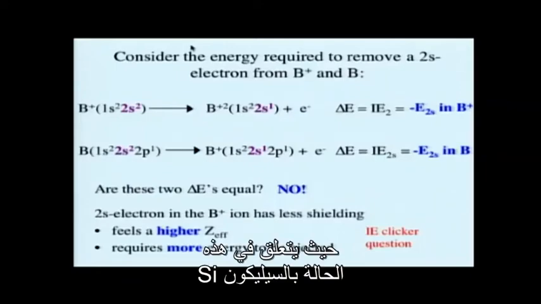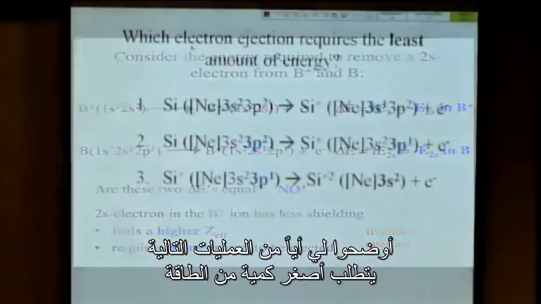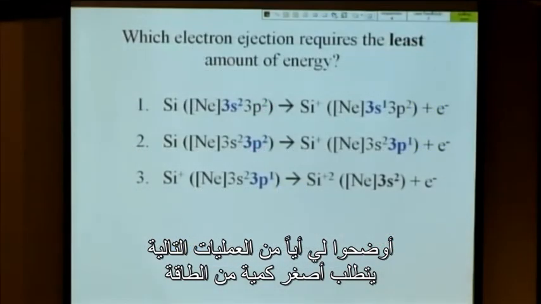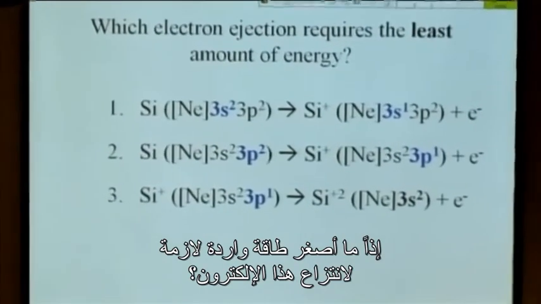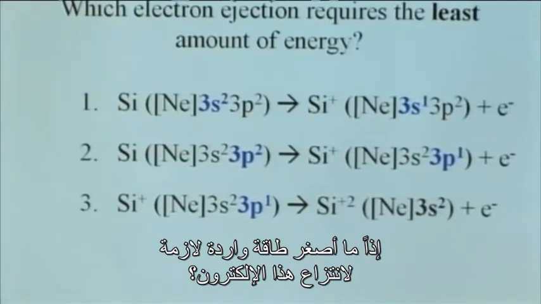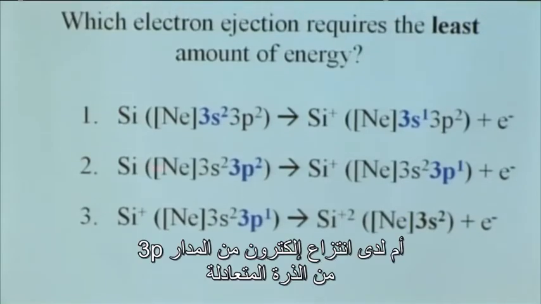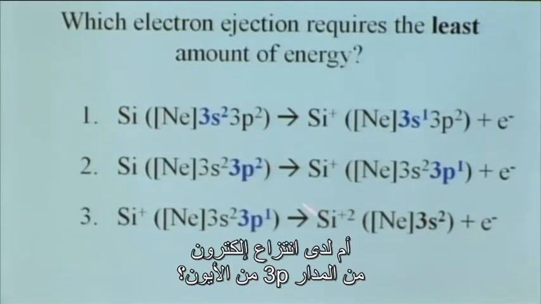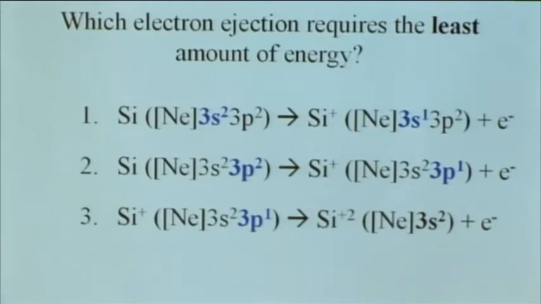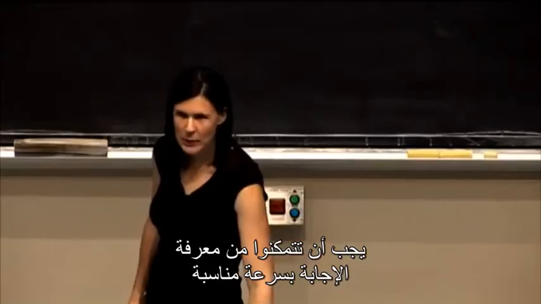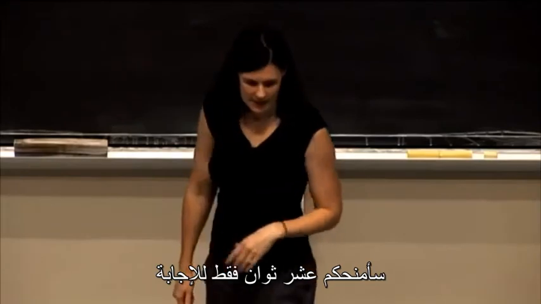In this case, we're going to look at silicon, and I'd like you to point out which requires the least amount of energy, so which has the smallest energy that you have to put in in order to eject this electron. Will it be if you take a 3s electron from neutral silicon, if you take a 3p electron from the neutral atom, or if you take a 3p from the ion? You should be able to know this pretty quickly, so let's just take 10 seconds here.